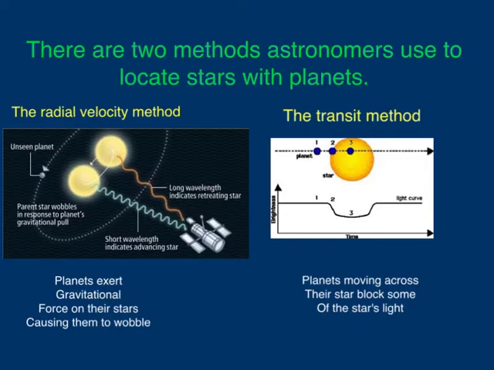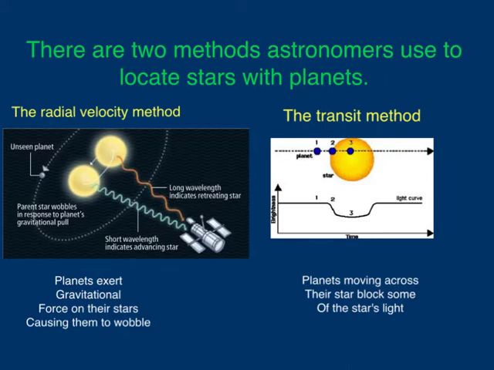There are two methods that astronomers have come up with to figure out whether a particular star has planets orbiting it. One of those methods is called the radial velocity method. And this method is based on the gravitational attraction between the star and its planet. We know that any two bodies have a force of gravity between them, and that's true for a planet and a star. But since the star is much, much bigger, it exerts much more force on the planet than the planet does on the star.